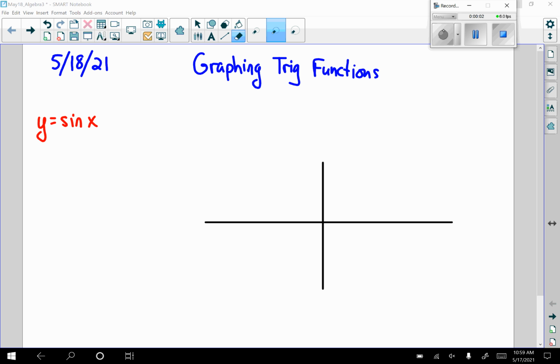In our short lesson today, we're going to take a look at how to graph y equals sine x, y equals cosine x, and y equals tangent x. And then when we're done, if you want, you can graph these on Desmos and just compare.